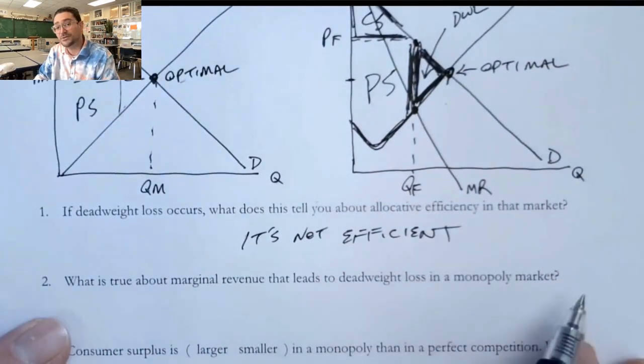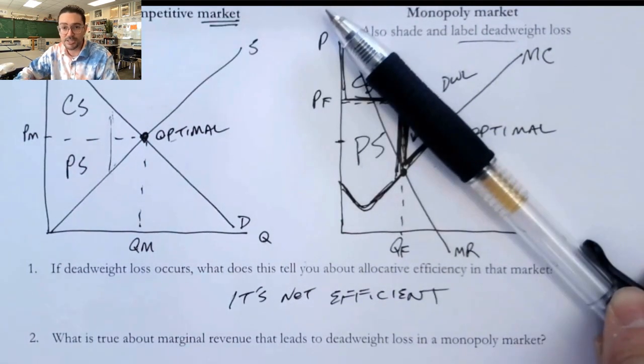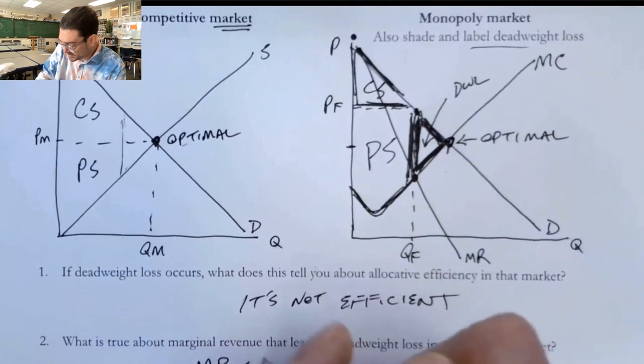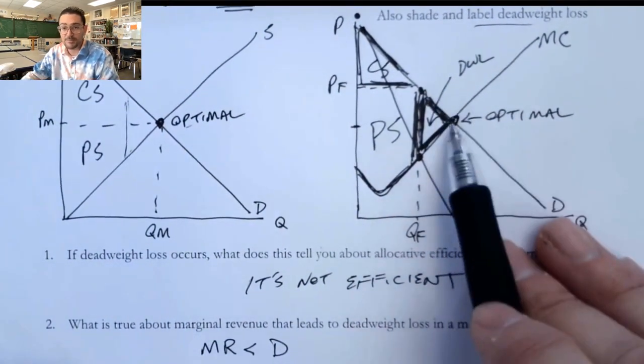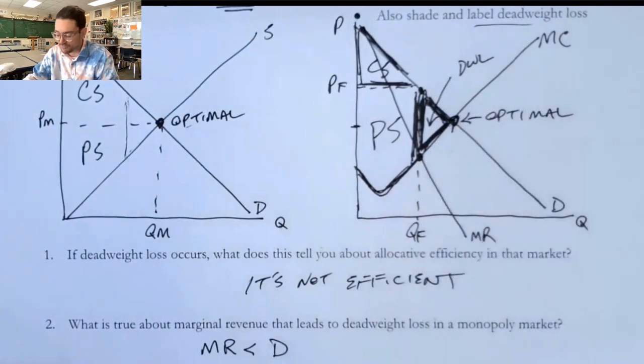What's true about marginal revenue that causes that? Well, marginal revenue is down here. If marginal revenue were up here, then we wouldn't have this problem. So marginal revenue is less than demand is why this problem happens. If the marginal revenue curve were up here, then we would produce where MR equals MC, and we would be at that optimal level.